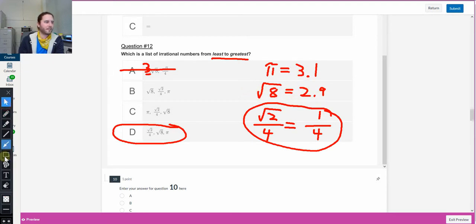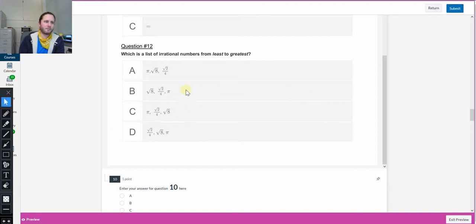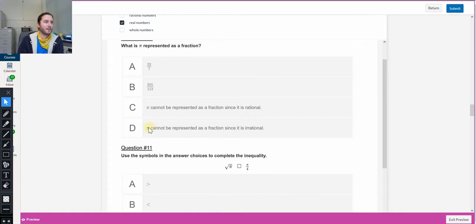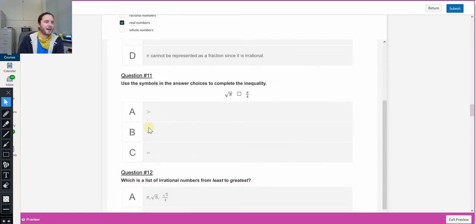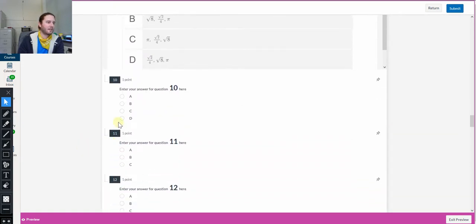All right? In general, for these ordering problems, it's best to make that list off to the side and start comparing them. But let's see. Number 10, we got D. Number 11, we got A. And number 12, we got D.